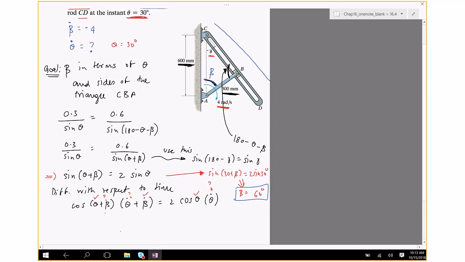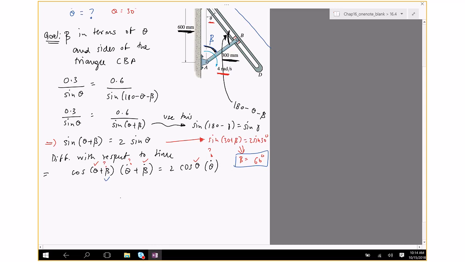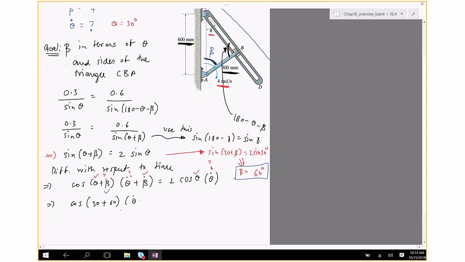So now I know beta too. The only thing left there is, so let me write this as cosine of 30 plus 60. Theta dot is unknown. Beta dot is minus 4, equals 2 cosine 30. So cosine is 0.